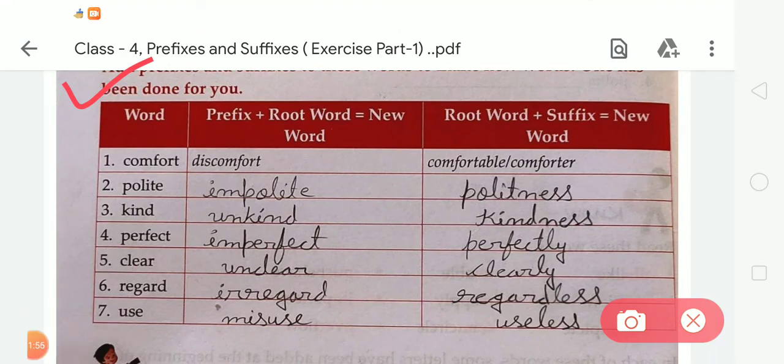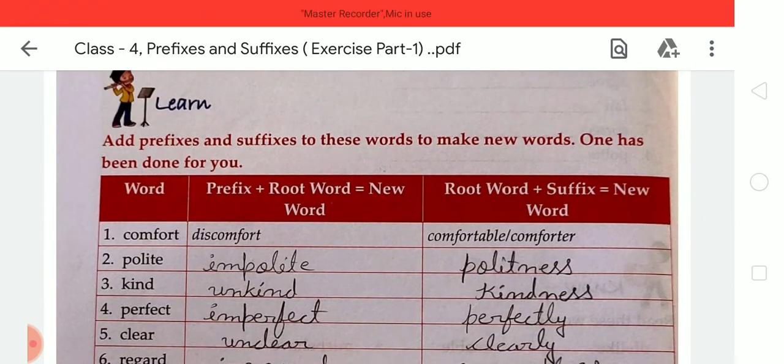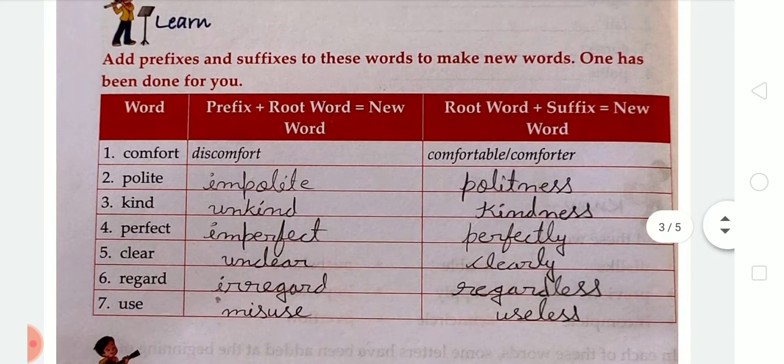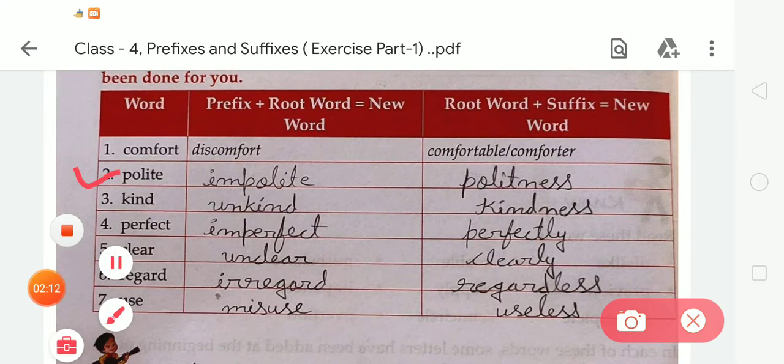In this exercise we have to add prefixes and suffixes to these words to make new words. One has been done for you, as you can see on your screen. Let's move to the next, that is polite. We have to add firstly the prefix: prefix plus root word equals new word. The root word is polite, and we have to add the prefix im. So it will be impolite, and in the suffix part it will be politeness.